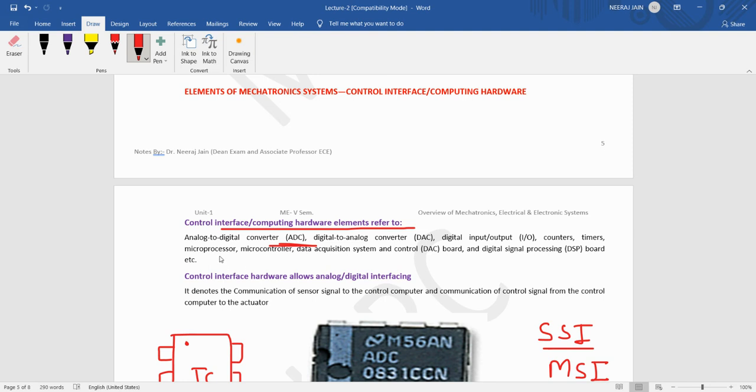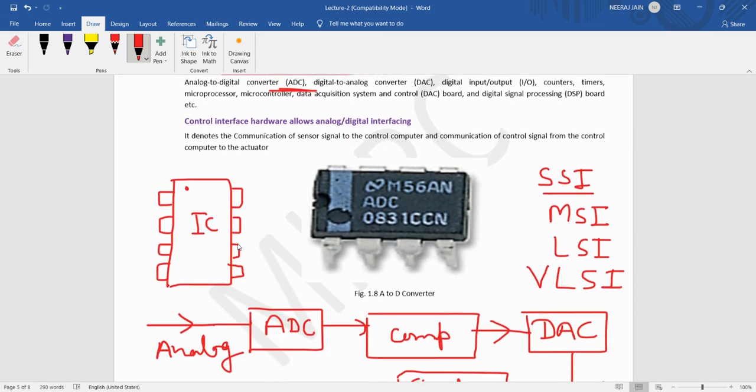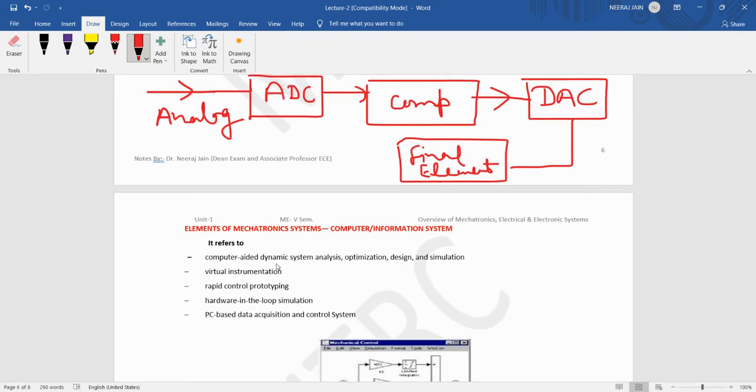So we can say ADC, DAC, counters, timers, microprocessors, microcontrollers, data acquisition system, DAC card, DSP board. DSP means digital signal processing. That is like a board that manages the digital signals and provides them to the computer. In this manner, we see that several types of electronic circuits are used.